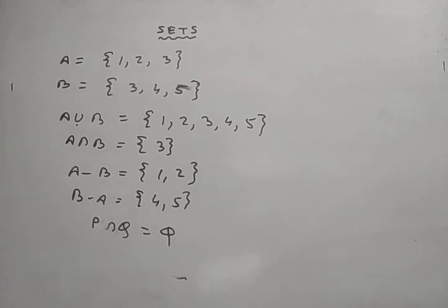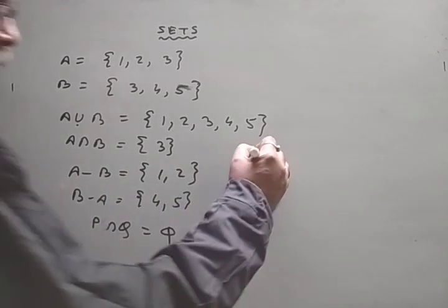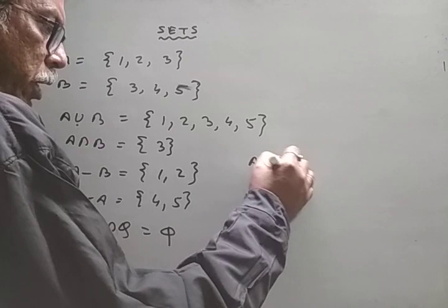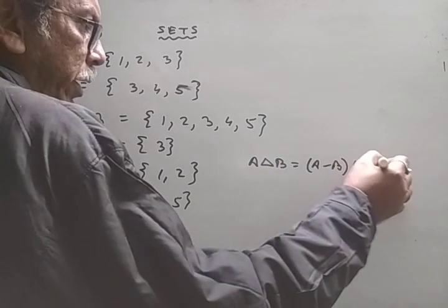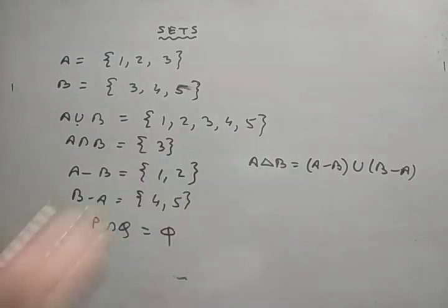Symmetric difference of two sets. A symmetric difference B is equal to A minus B union B minus A.